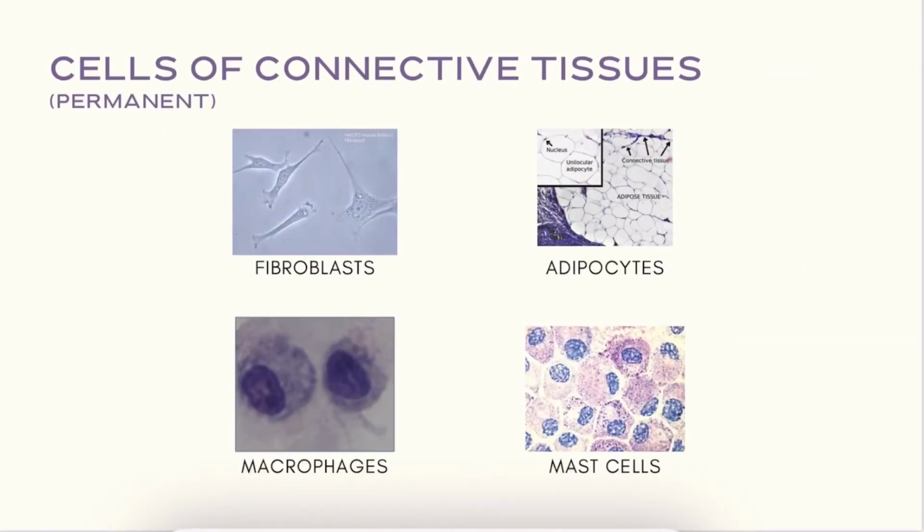Let's now talk about the cells of connective tissues. These are the permanent cellular residents of connective tissue. So we're going to start off with fibroblasts. Fibroblasts are typically the most abundant cells found in connective tissues and have the following properties. They synthesize and secrete fibers and ground substance, which are the major components of ECM. They are normally non-mitotic.